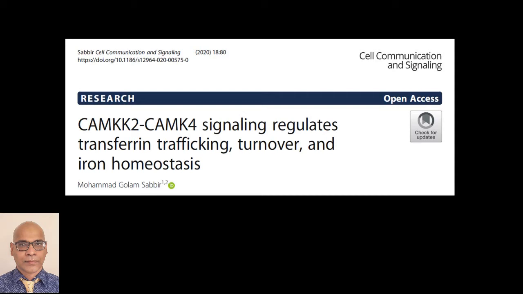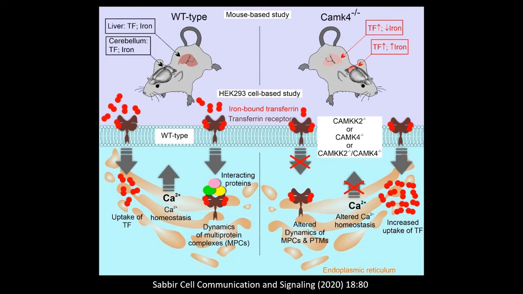Now I will discuss the findings in my Cell Communication and Signaling paper entitled CAMKK2-CAMK4 signaling regulates transferrin trafficking, turnover, and iron homeostasis. First, I would like to highlight the graphical abstract summarizing the main findings. This study involves the use of a CAMK4 knockout mouse, which showed that loss of CAMK4 differentially affected transferrin turnover and iron content in a tissue-specific manner.